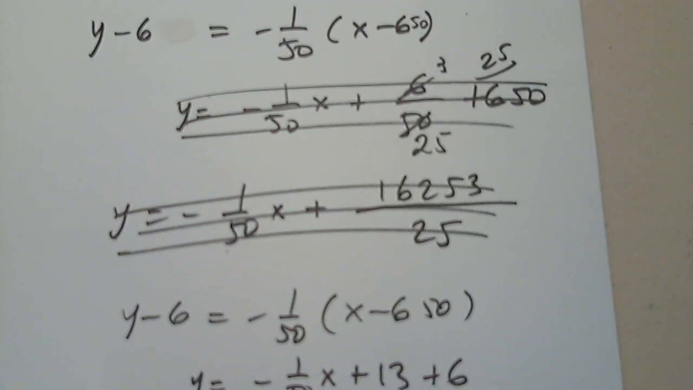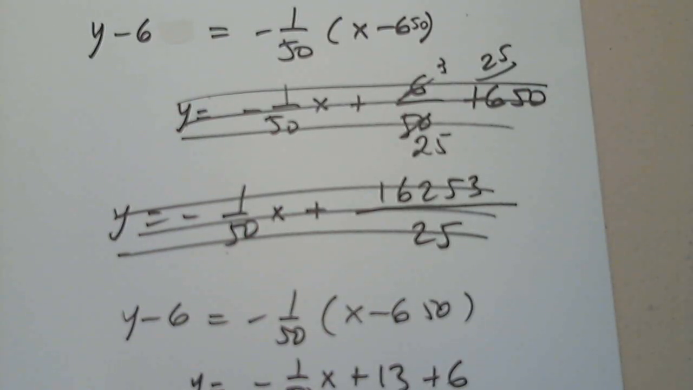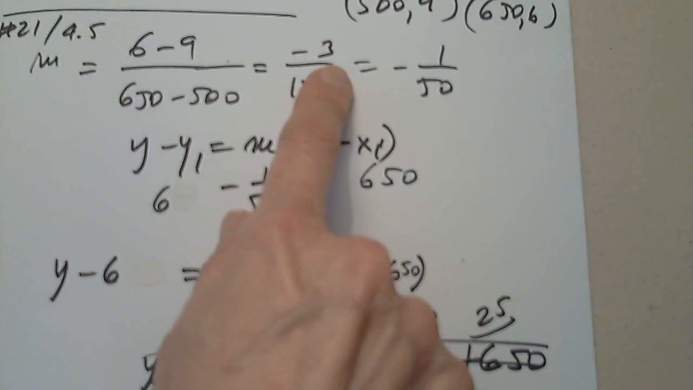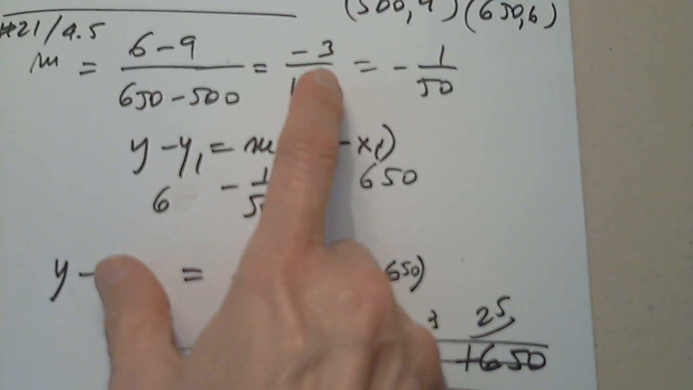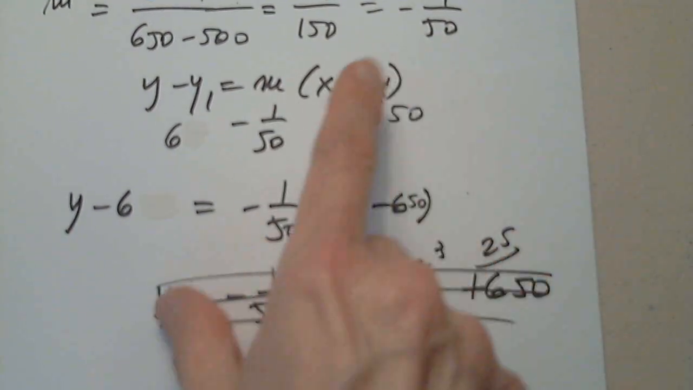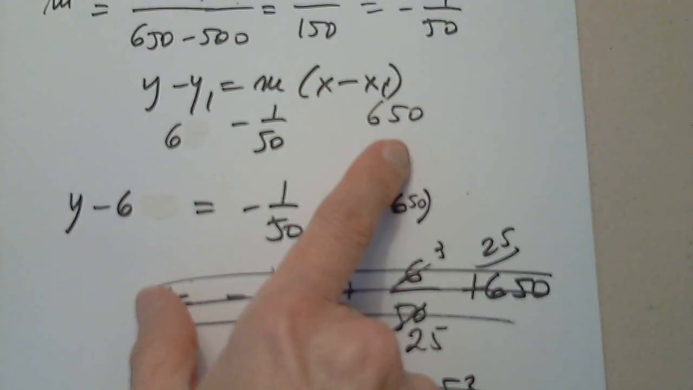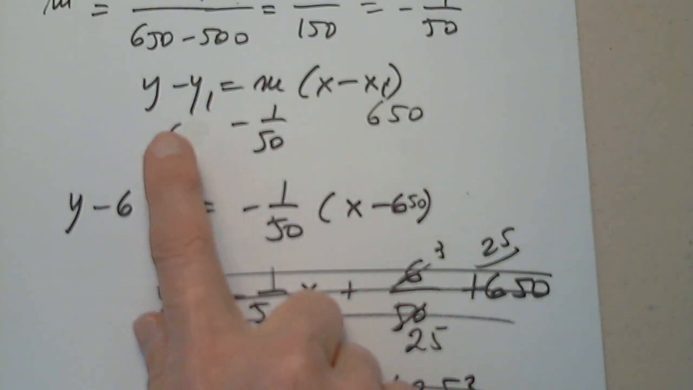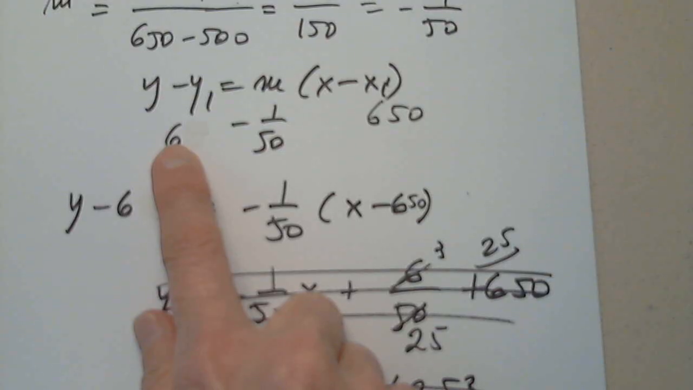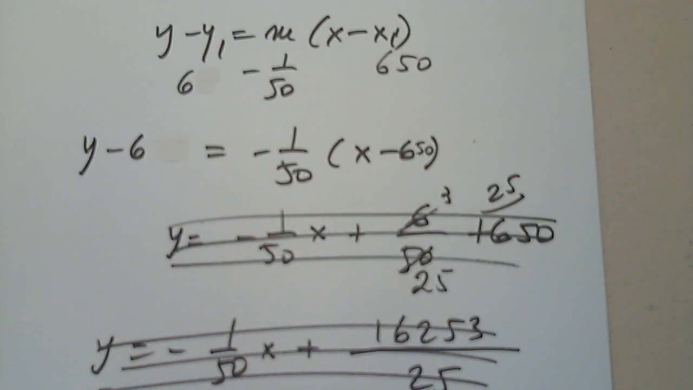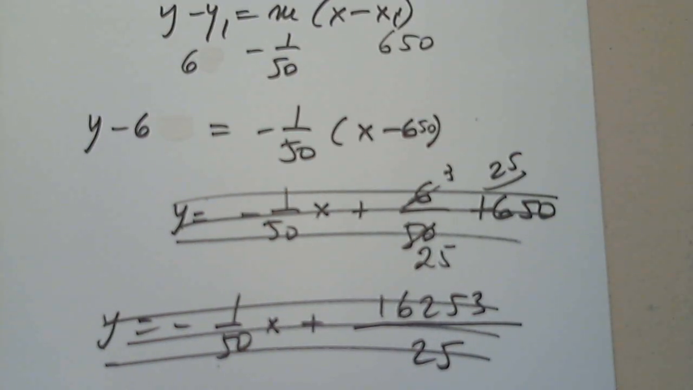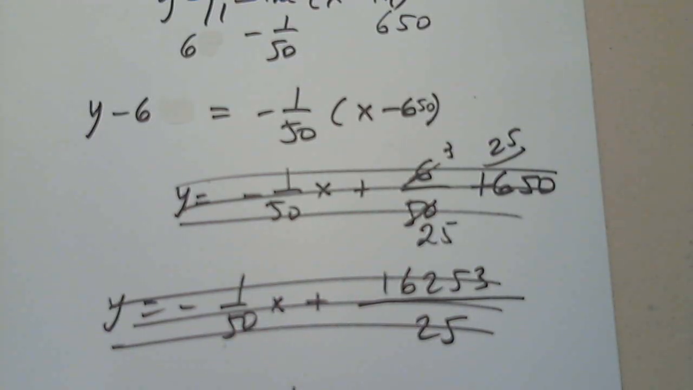I do not see my mistake. They say there is a mistake. I believe them, but I don't see my mistake. So 6 minus 9 is negative 3. 650 minus 500 is indeed 150. I simplified by 3. I got negative 150 over 50. Negative 1 over 50. And then 650 and 6. Correct. So now, this times this is negative. This times this is 13. And I bring 6. Let's see what I entered. Maybe I entered it incorrectly.